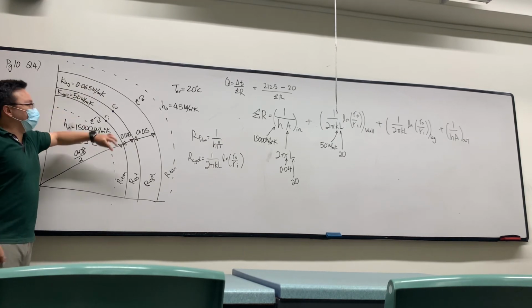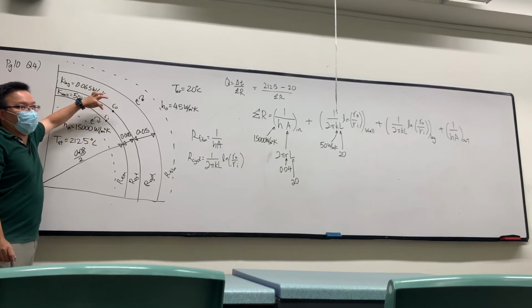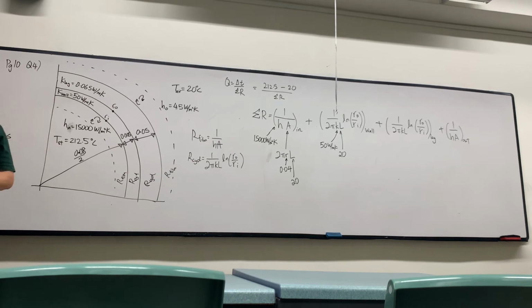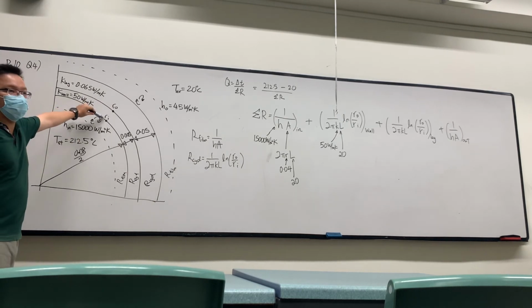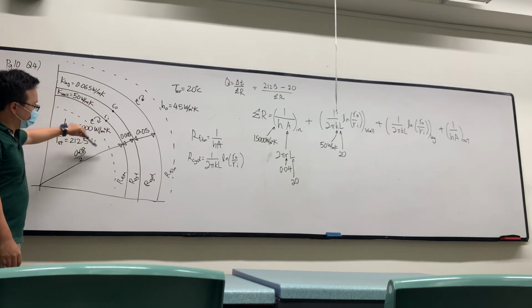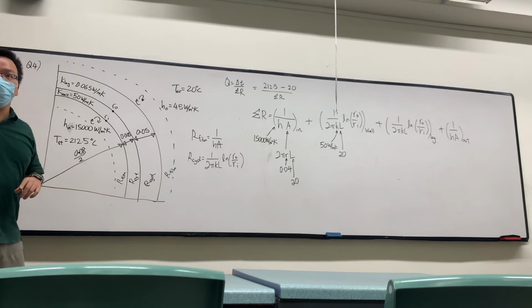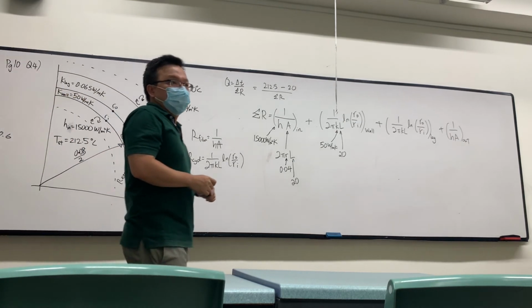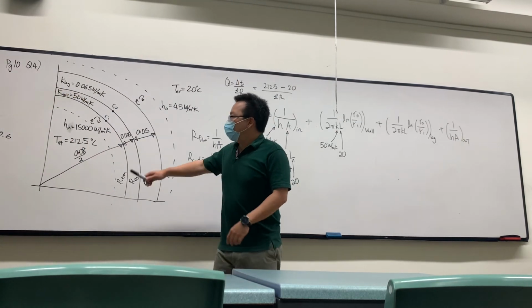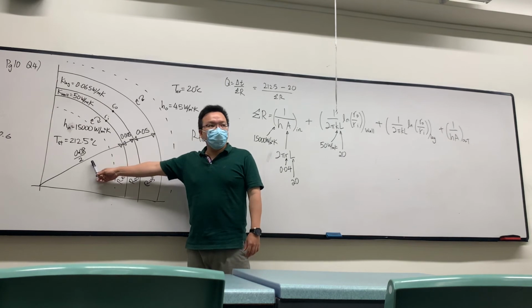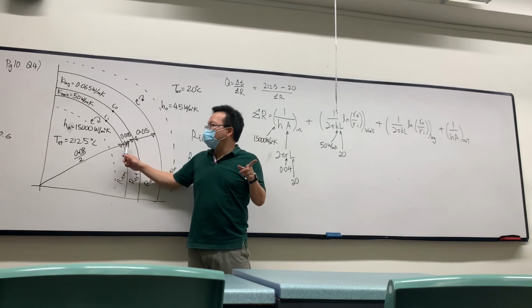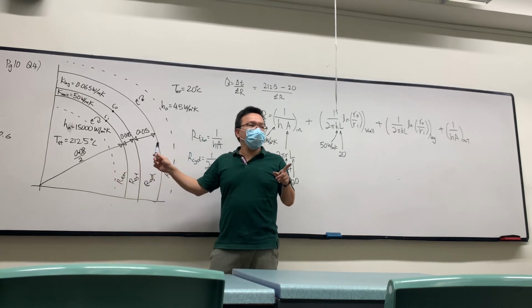Can you tell me what is the value of R_i? 0.04. Okay, see? Same. Now, can you tell me how to calculate R_o? How to calculate the value? Plus 10 divided by 2. 0.04 plus 0.005. Clear? Okay?